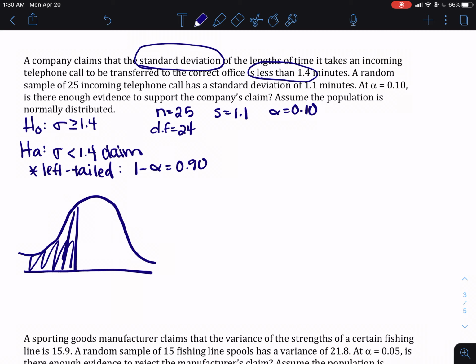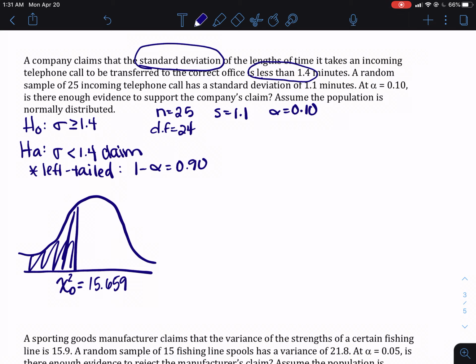All right, so if we look at our table 6 for 0.9 for alpha and our degrees of freedom of 24, we get our critical value, chi-squared subscript 0 equals 15.659.